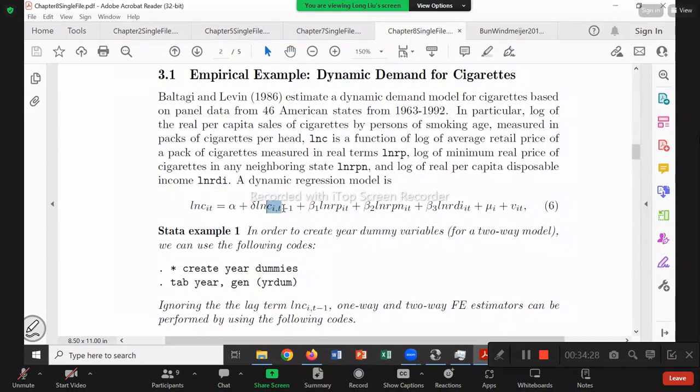Right here, we put a lag of our Y. The left-hand side is consumption of cigarettes, and in general, we consider that maybe your consumption from last period also affects consumption this year. And by the way, everything is in log, so the coefficient here, for example, beta 1, will be the elasticity between consumption and the price. And the coefficient of income here is an income elasticity.